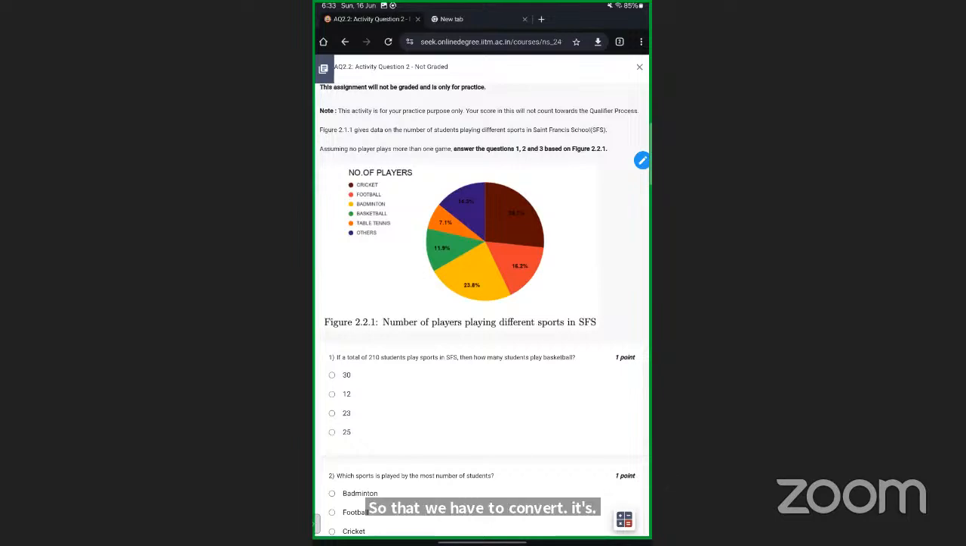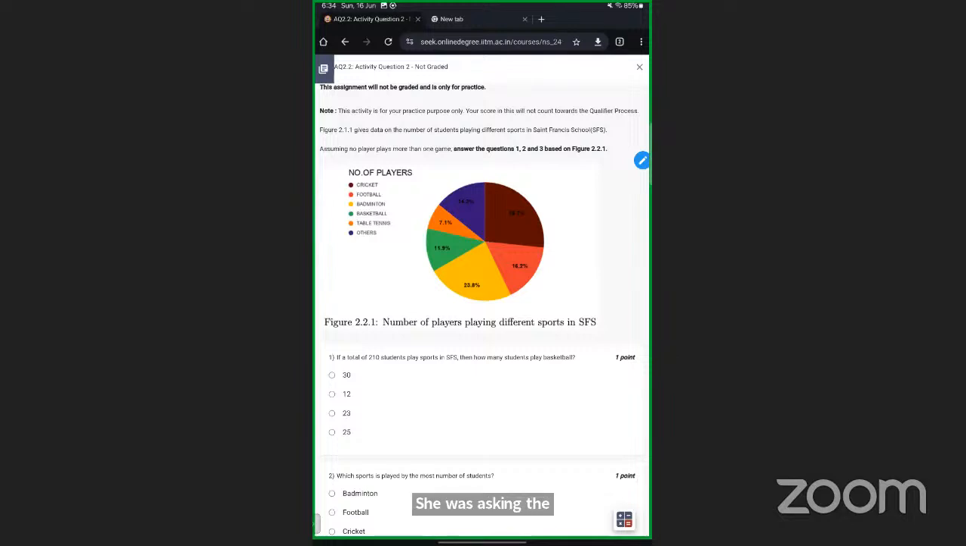How much? 11.9%. So sir, we have to find the total of 11.9%. Okay, so what is the problem in that? I mean, nothing. Sir, I've got the wrong answer. Sir, we need to add all of these percentages, and then the question was asking to convert into the total number of students who play basketball.